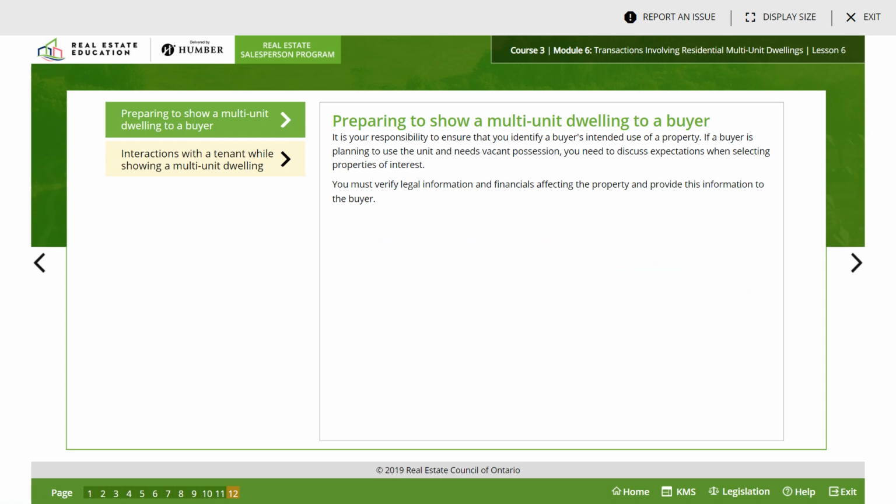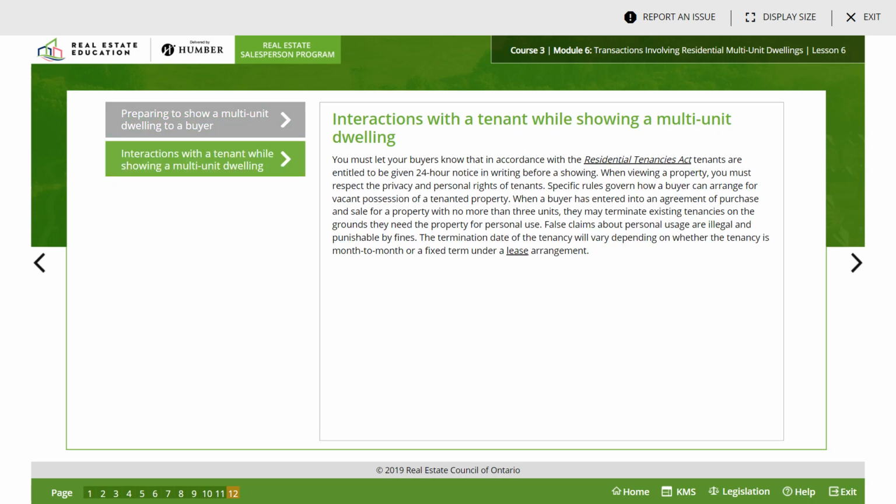So it is your responsibility to ensure that you identify a buyer's intended use of a property. If a buyer is planning to use the unit as a residence and needs vacant possession, you need to discuss expectations when selecting properties of interest. You must verify legal information and the financials affecting the property and provide this information to the buyer.